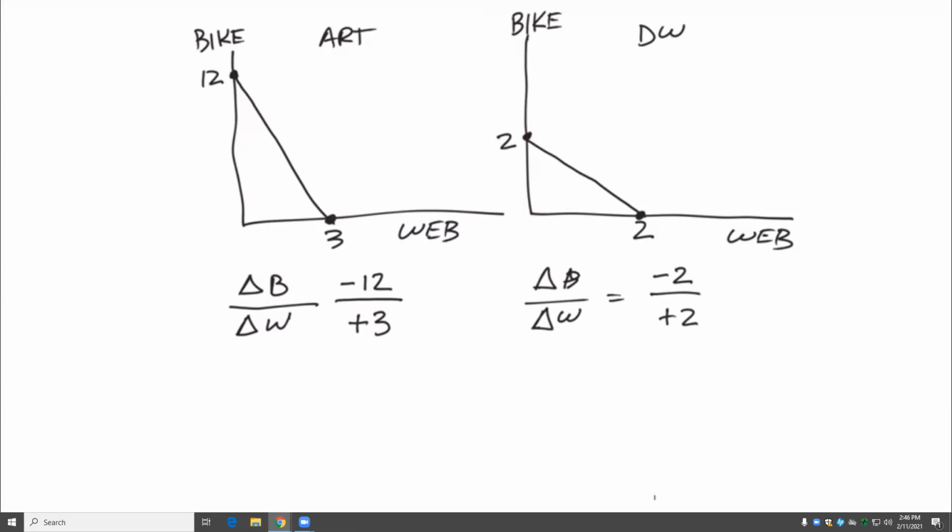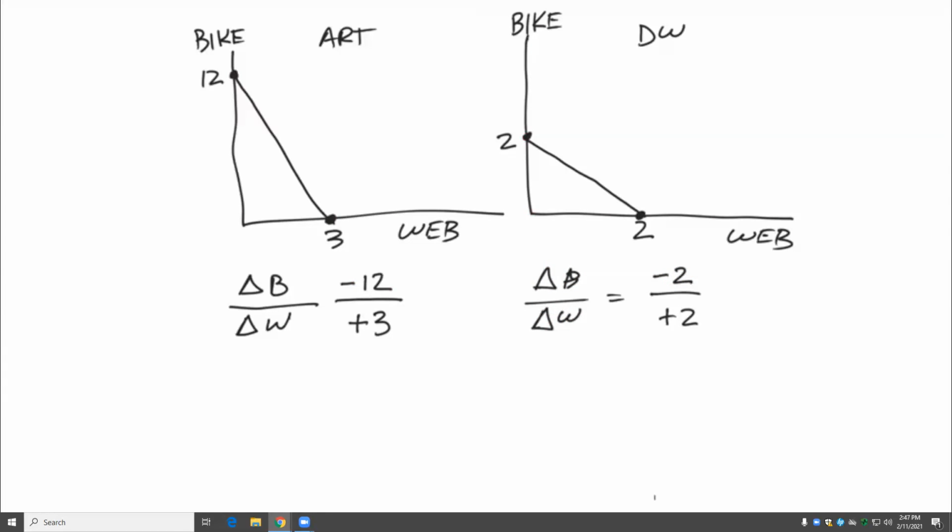Now here's the thing. It's a lot easier to compare. Right now it doesn't really jump out at us who has the comparative advantage. We know that 3 bike repairs cost 12 web pages. For Arthur, we know that 3 web pages cost 12 bike repairs. For DW, 2 web pages cost 2 bike repairs.